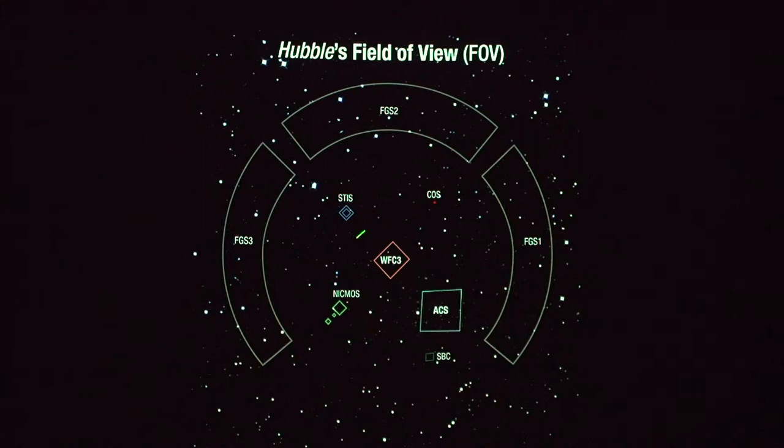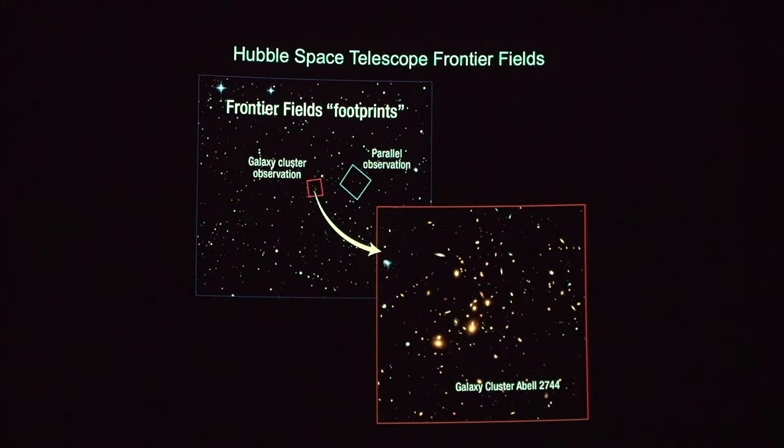STIS is an imaging spectrograph, and COS is the Cosmic Origins Spectrograph, an instrument that was built by Ball Aerospace and the University of Colorado. But because the Wide Field Camera 3 and the ACS were basically positioned in the center and then just slightly off-center, basically all of the Frontier Fields were taken so that you could image with the Wide Field Camera 3 on the main field, and then the parallel observation off of the cluster could be made with the ACS.